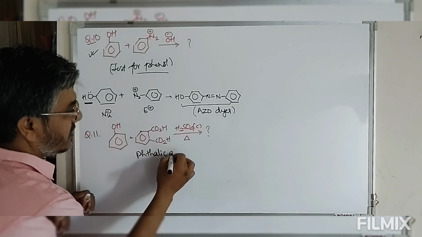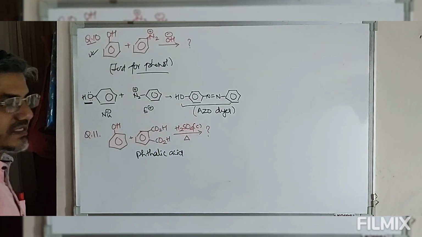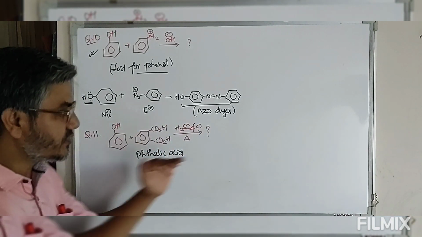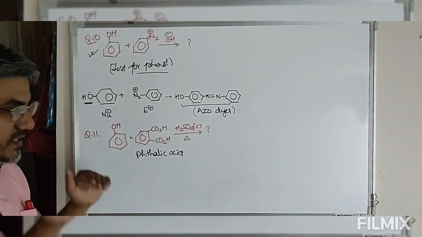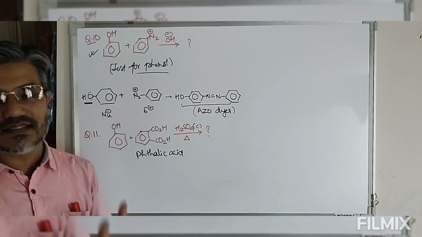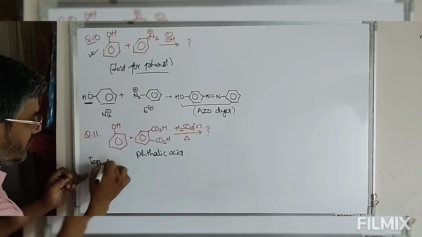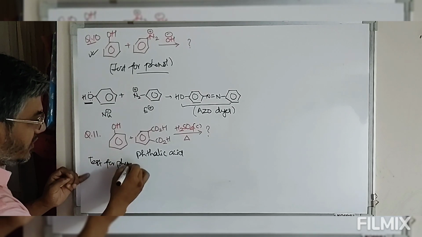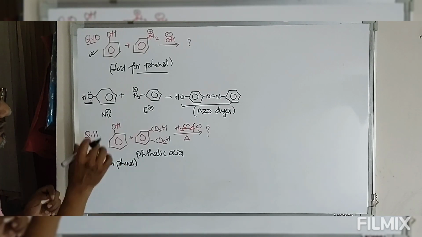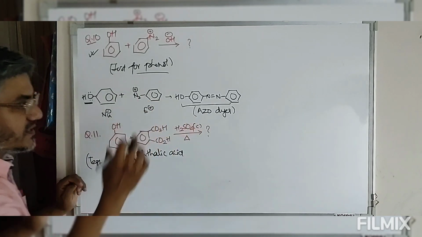Phthalic acid reacts with phenol in presence of concentrated sulfuric acid. This gives you a product. So this is again a very important reaction of phenol, which is again used as a test for phenol. So this can also be used as a test for phenol. So phenol reacts with phthalic acid in presence of concentrated sulfuric acid.